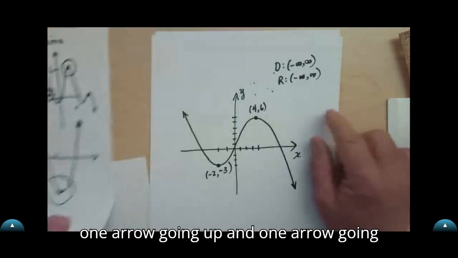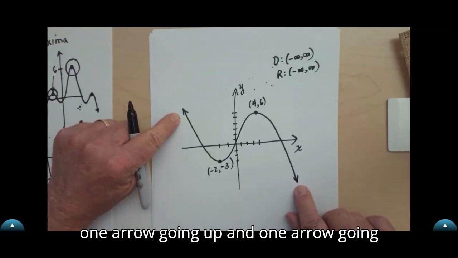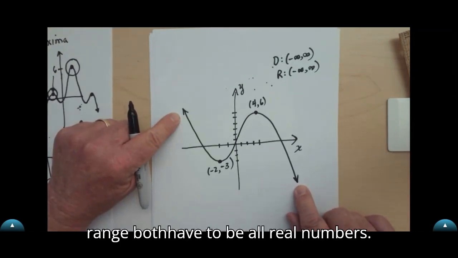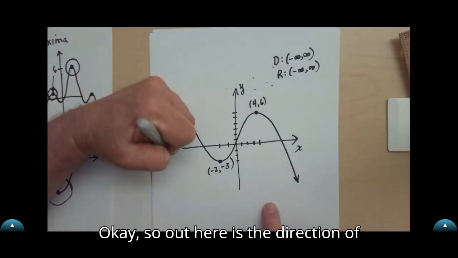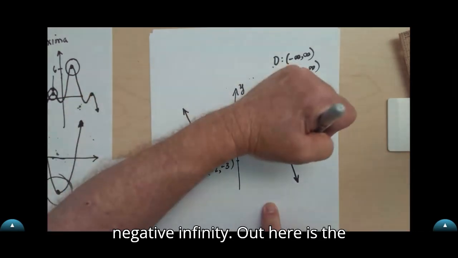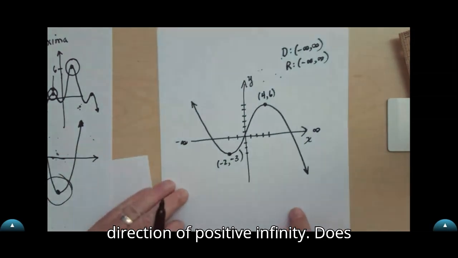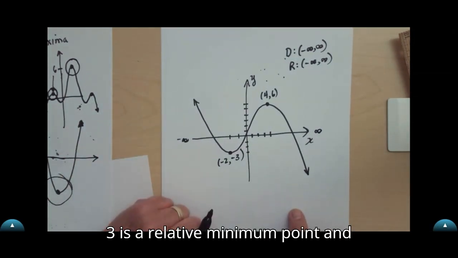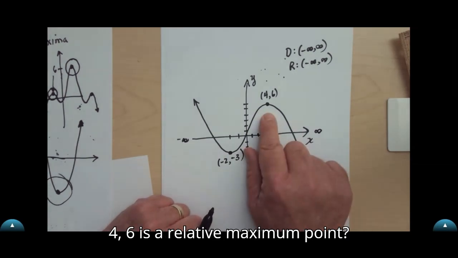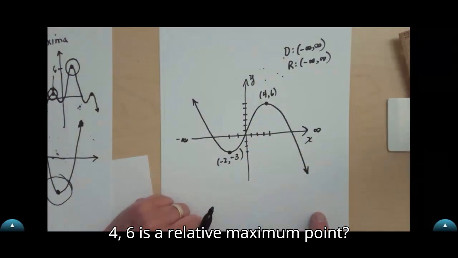But if you've got one arrow going up and one arrow going down, then you know that the domain and range both have to be all real numbers. Out here's the direction of -infinity. Out here's the direction of positive infinity. Does everybody agree that -2, -3 is a relative minimum point, and 4, 6 is a relative maximum point?